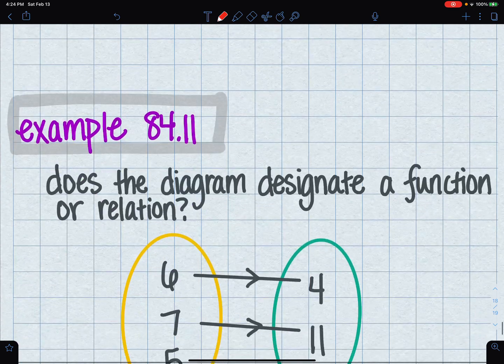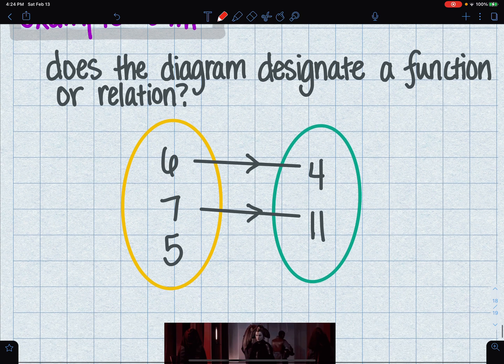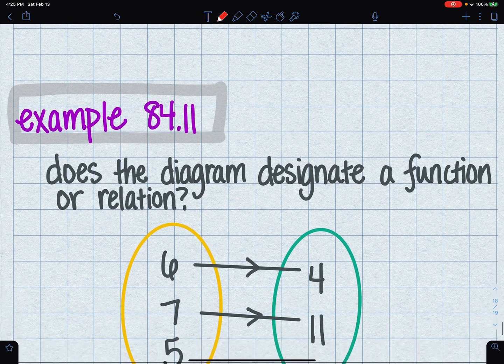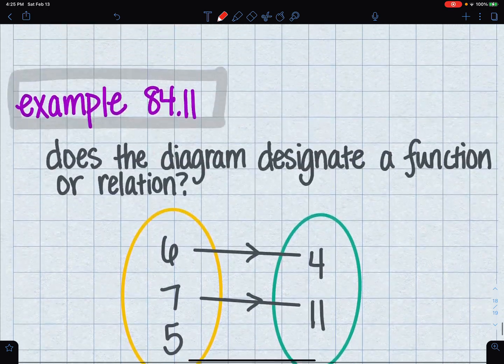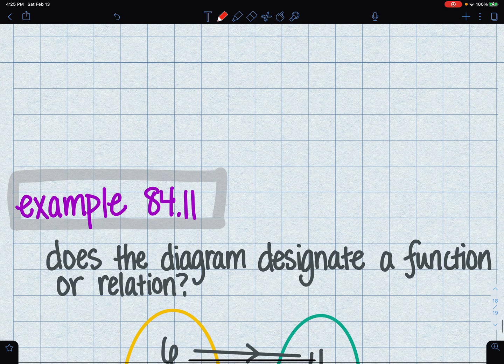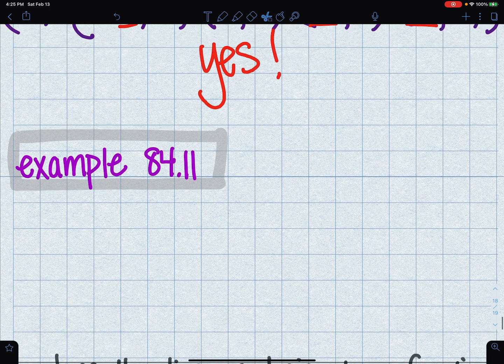As long as I can choose, then yes, that is a function. I'm happy with that. Okay, let's do example 8411. Is this a function? Actually, I skipped one. This is not 8411, this is 8412. Okay, I made a mistake somewhere, so let's fix this mistake right now. This is going to go up here. And for 8411, they want to know, is this a function?